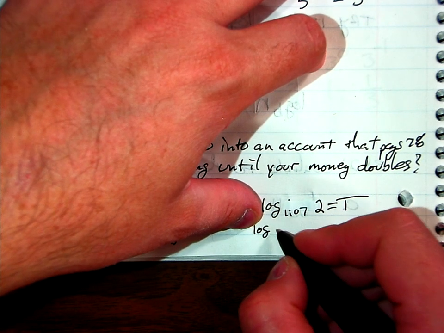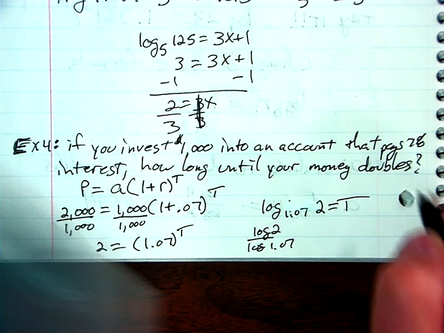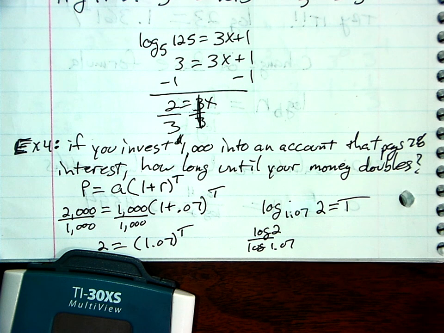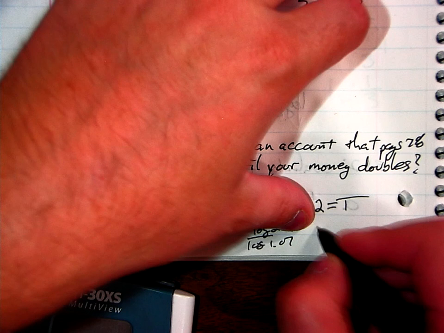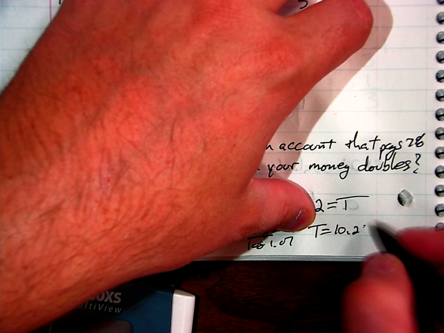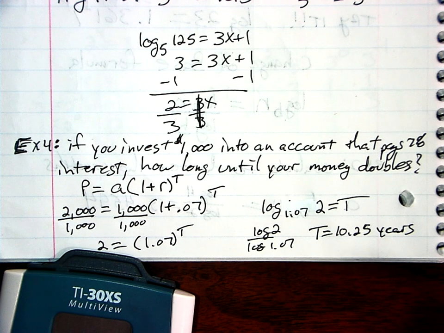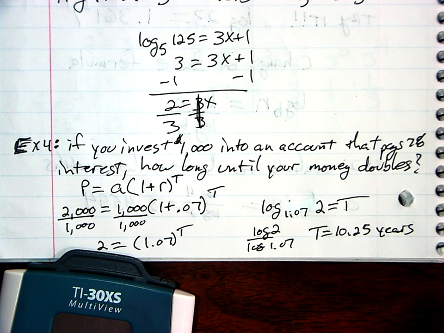So now I can do my change of base formula. Log 2 divided by log 1.07. And I get 10.24. So 10.24 years. Or 10.25. I'm going to round it. Years. I have an answer. Why didn't you go to the... Because it's years. Okay.